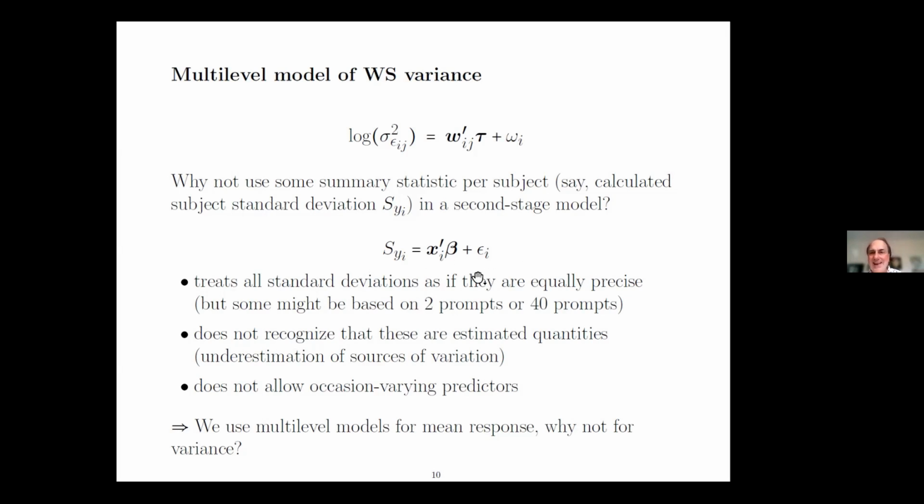However, this second stage kind of approach treats all these standard deviations like they're equally precise, but clearly that's often not the case. Some might be based on fewer observations or more. It doesn't recognize that these are estimated quantities if one did it this way. And furthermore, it doesn't allow for the influence of occasion level predictors. So in spirit, this second stage approach has a similar idea, but doing it within the multi-level model of the variance has certain advantages that we're going to use. Ultimately, we use multi-level models for the mean. Why not for variance?